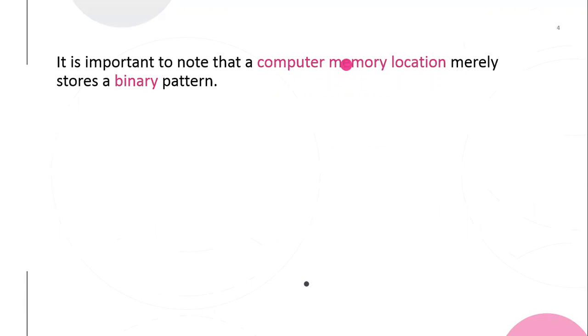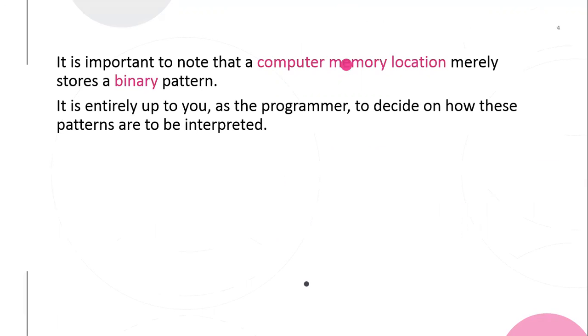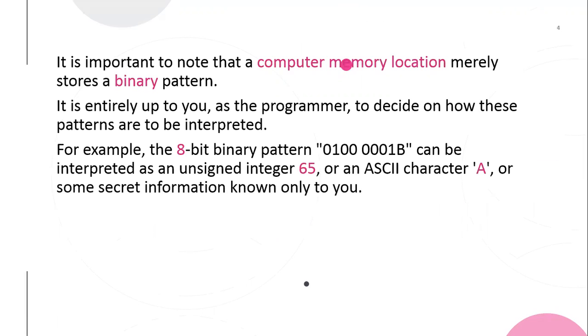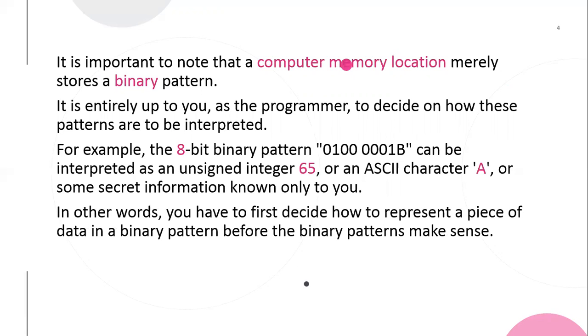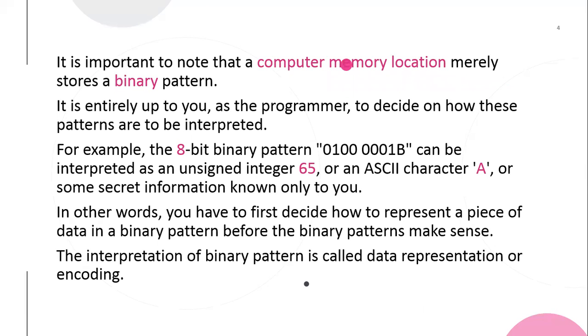It's important to note that the computer memory location merely stores a binary pattern. It is entirely up to you as a programmer to decide how these patterns are to be interpreted. For example, this 8-bit binary pattern, 0100 0001, can be interpreted as an unsigned integer 65, or the ASCII character A, or some secret information known only to you. In other words, you first have to decide how to represent a piece of data in a binary pattern before the binary pattern makes sense. So the interpretation of a binary pattern is called data representation or encoding.